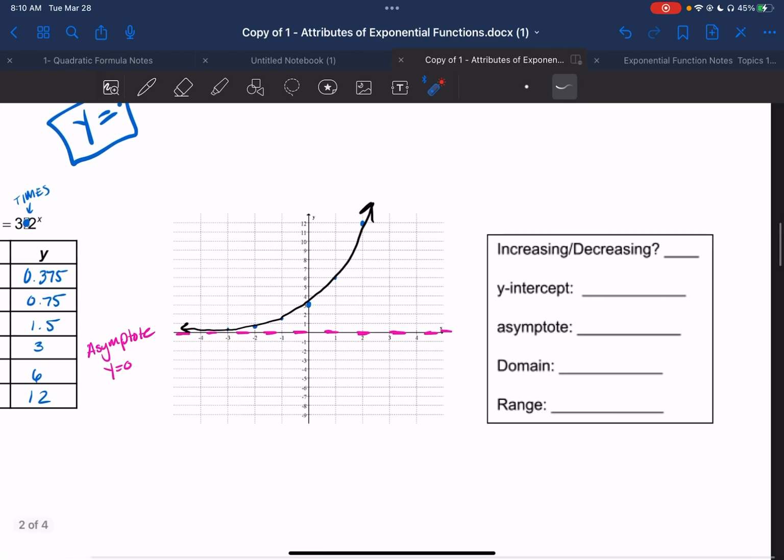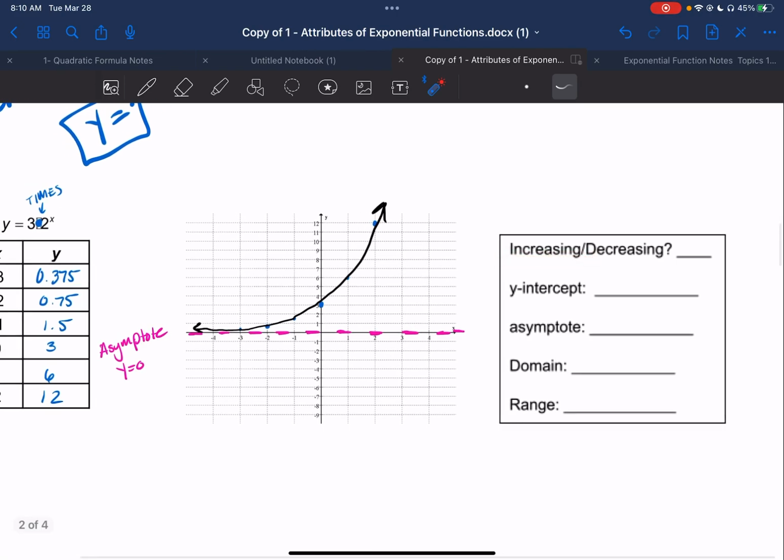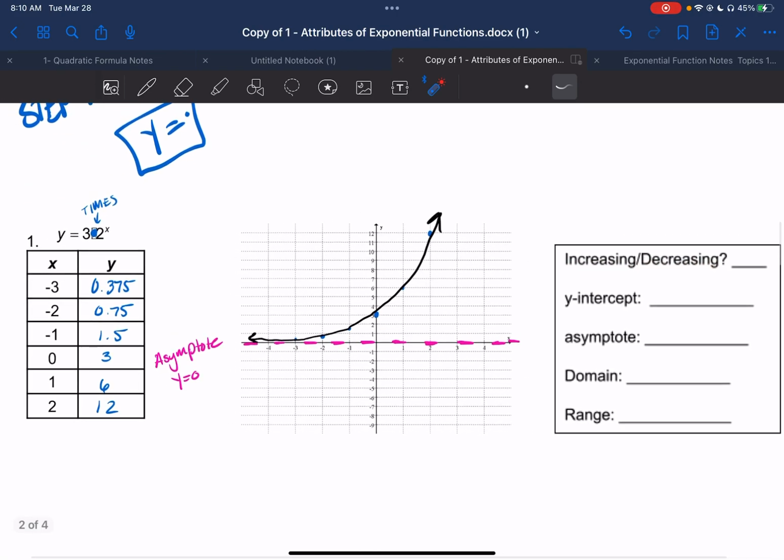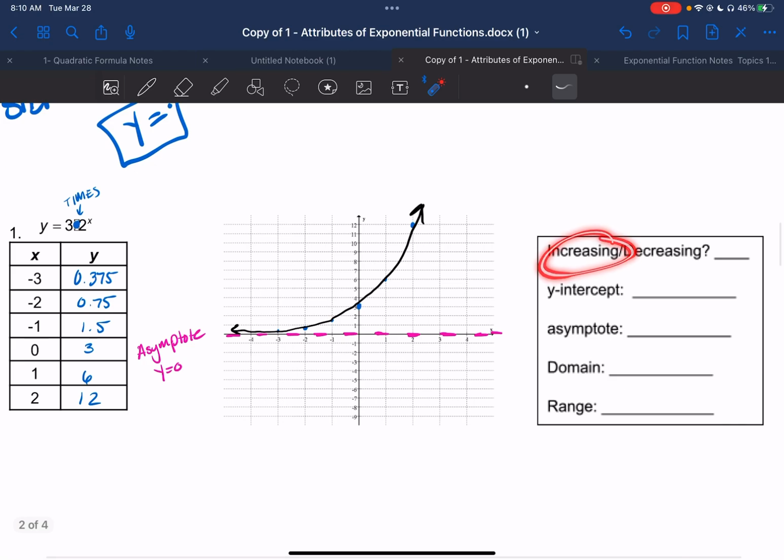So the question says increasing or decreasing. Again, if I'm going too fast, guys, just pause the video and fill it out and then play it again. Increasing or decreasing. So when we look at the graph, we start from the left and we go to the right. As I go from the left to the right, notice how it's going up. So this is increasing, right? So I'm just going to circle that. That's increasing. Okay, and then it asks me, what's my y-intercept?